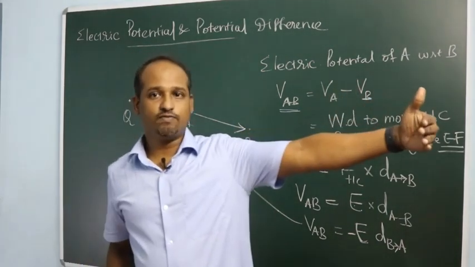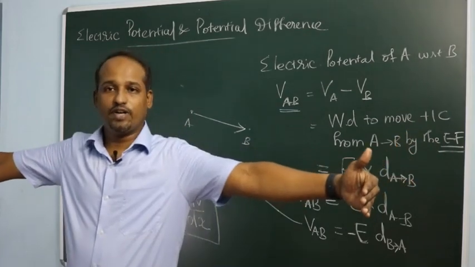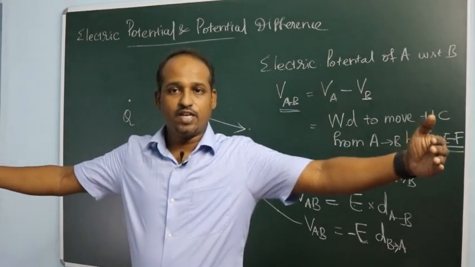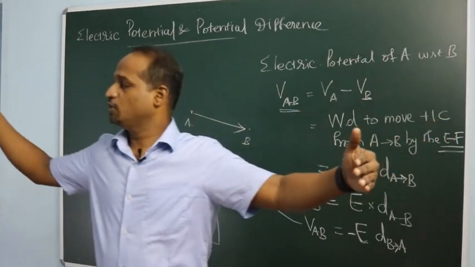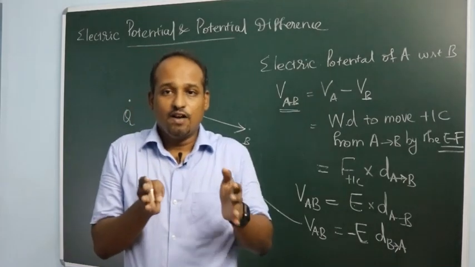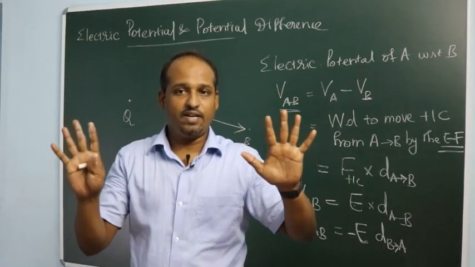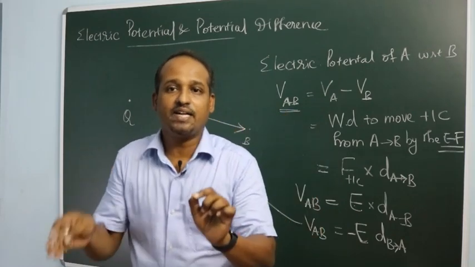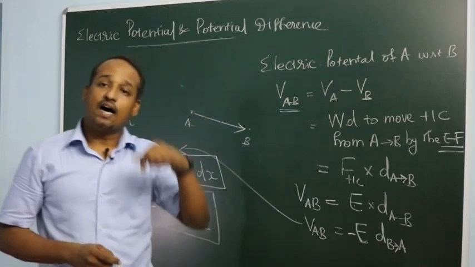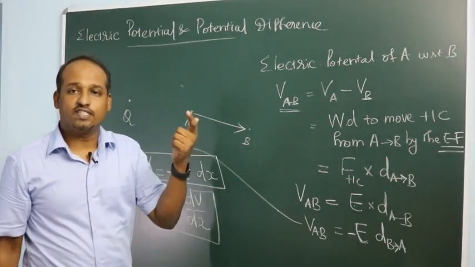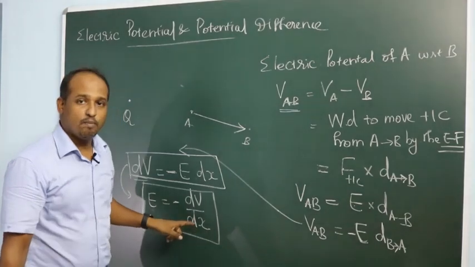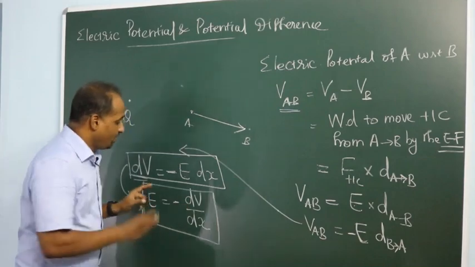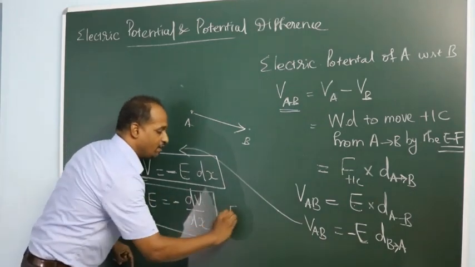Suppose this wall has 50 degrees Celsius, that wall has 0 degrees Celsius. The distance between the walls, let's say 5 meters. In that 5 meters, temperature changes from 50 degrees Celsius to 0 degrees Celsius. So this 50 degrees Celsius of difference for 5 meters, then for 1 meter it is 10 degrees Celsius. This 10 degrees Celsius per meter is called temperature gradient. In viscosity we discussed velocity gradient. Here it is called potential gradient. So electric field is negative of the potential gradient.